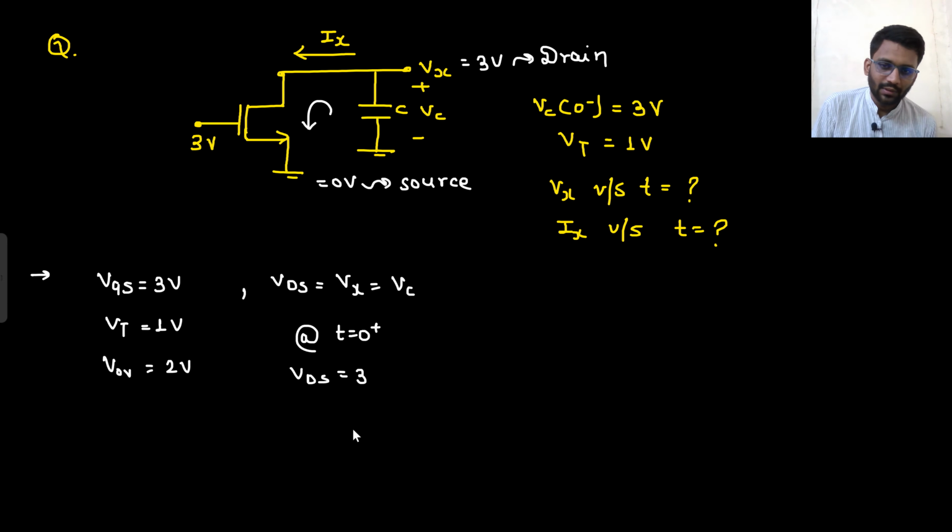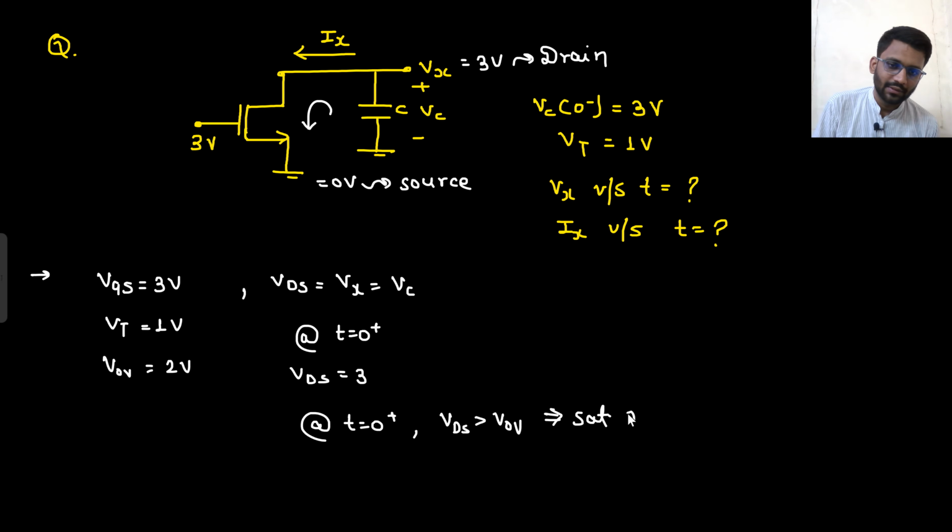So at t equals 0 plus, VDS is greater than V overdrive. The transistor is in the saturation region. If the transistor is in saturation, what will be the current Ix? That would be some constant times V overdrive square. So this will be the current.